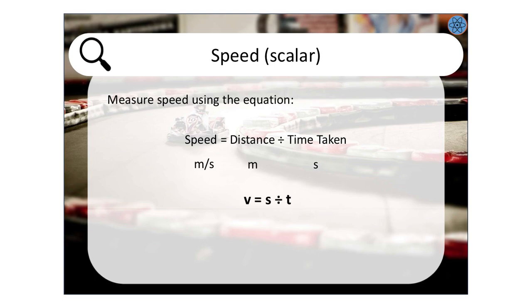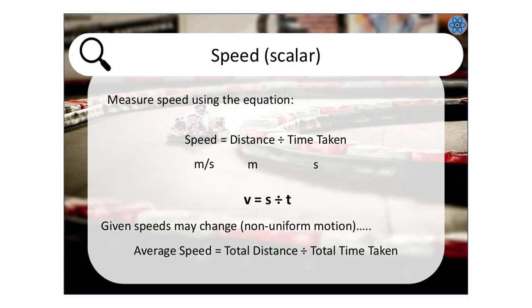If you're wanting to use shorthand, speed is given the symbol v, distance, unhelpfully, is given the symbol s, and time is little t. So v equals s divided by t if you wanted to use the shorthand version of the equation. I mentioned earlier that speeds may change, and that's also known as non-uniform motion if we're being posh. So the equation can then change to the average speed is the total distance divided by the total time that's taken. In essence though, it's the same equation.